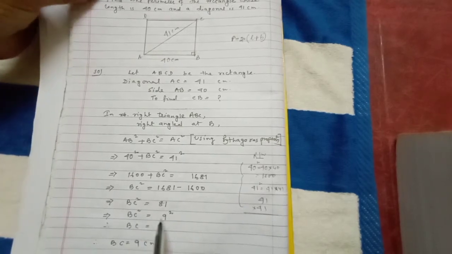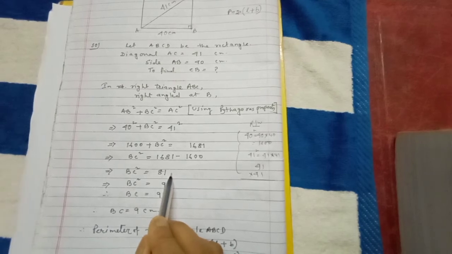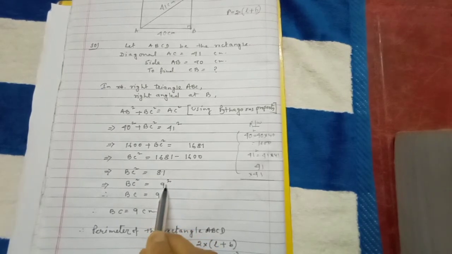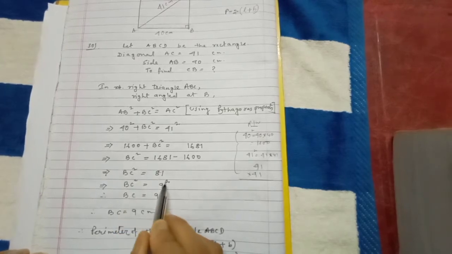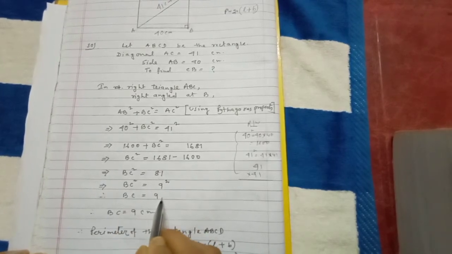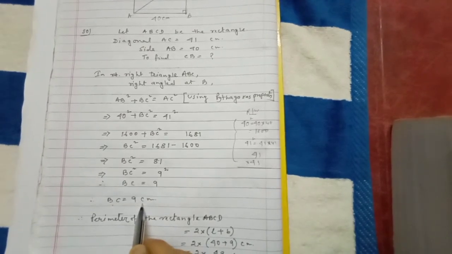So BC square is equal to 81, which means which number's square is this? It is 9 square. 81 means 9 into 9. Now you know that square I will remove, then BC is equal to 9. So BC is equal to 9 centimeter.